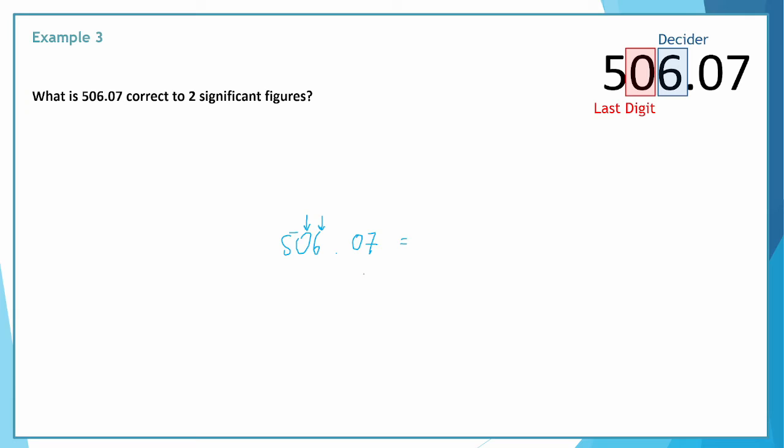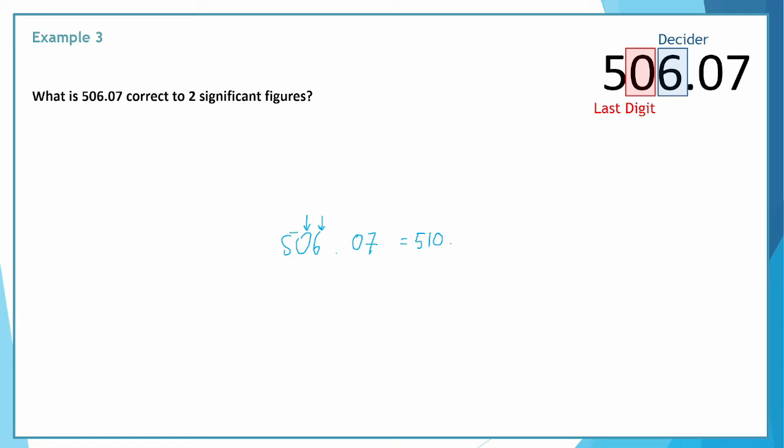So let's write our answer out. Again, we're going to write every number up to our last digit. In this case, it's just the number 5. Then we're going to look at our last digit and we're going to say, is the decider greater than or equal to 5? Well, in this case, the decider is greater than 5, so we add 1 to our last digit. And we change every other number. When we're looking at significant figures, we change every other number to a 0. So this 6 becomes a 0.